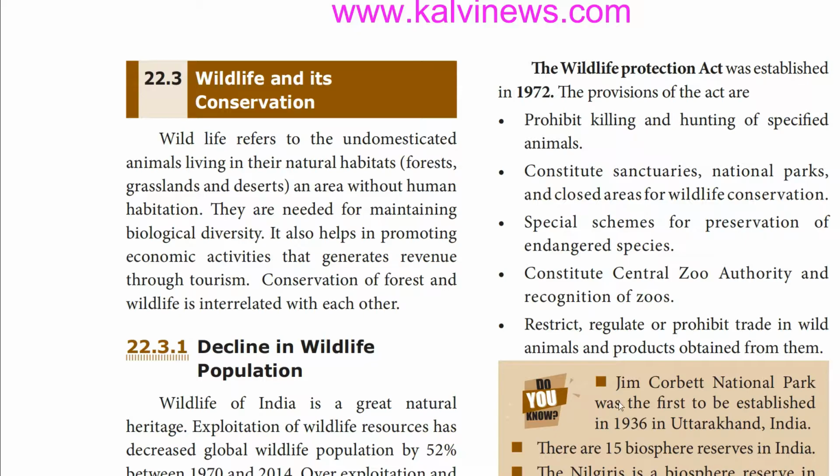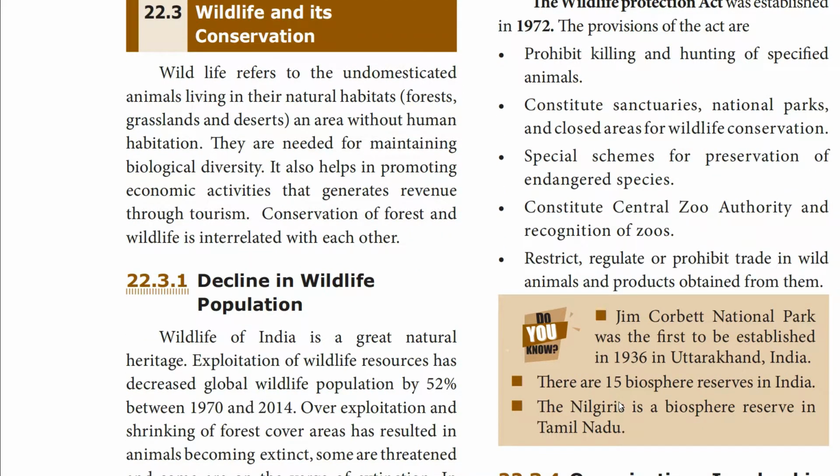So the Wildlife Protection Act constituted the sanctuaries, national parks and closed areas for wildlife conservation, and special schemes were introduced for the preservation of the endangered species. The Central Zoo Authority and the recognition of the zoos were made to restrict, regulate and prohibit the trade of wild animals and their products. Jim Corbett National Park was first established in the year 1936 in Uttarakhand, India, and there are about 15 biosphere reserves in India. One among them is the Nilgiris, which is in Tamil Nadu.